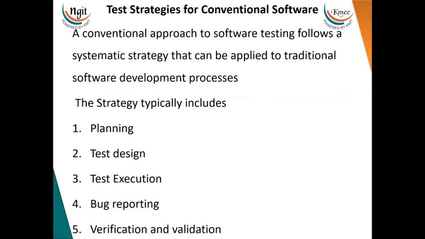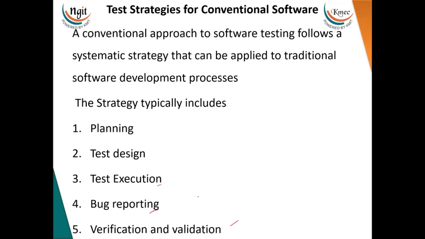Today we are going to talk about the test strategies for conventional software. A conventional approach to software testing follows a systematic strategy that can be applied to the traditional software development process. The strategy typically includes planning, test design, test execution, bug reporting, verification, and validation. We will go through all these things.